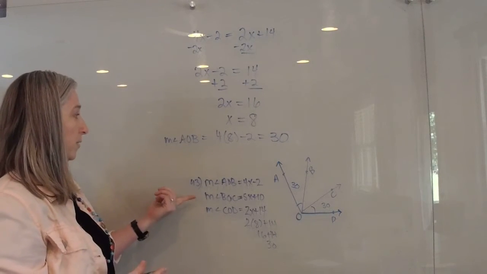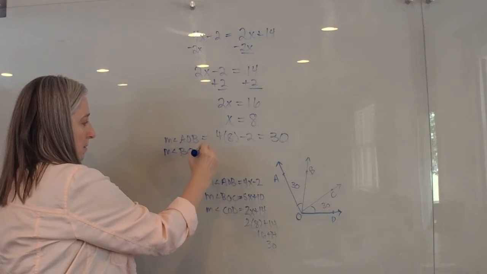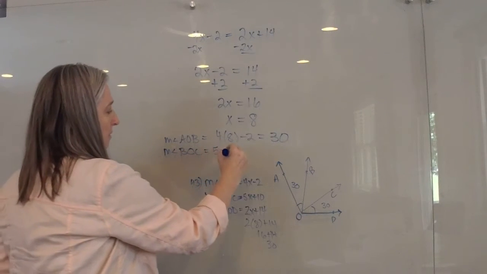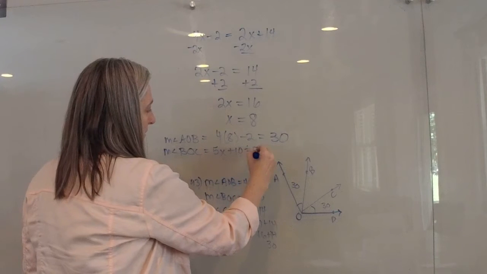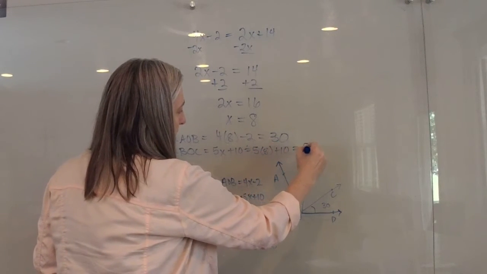Okay, and then the last one that I don't know is measure of angle BOC. It was 5x plus 10, so I'm going to plug in 5 times 8 plus 10. That will be 40 plus 10, which is 50.